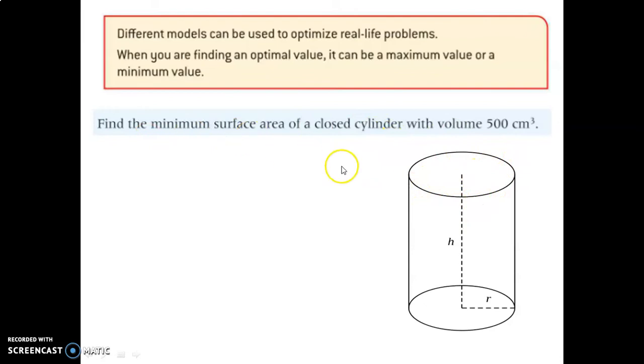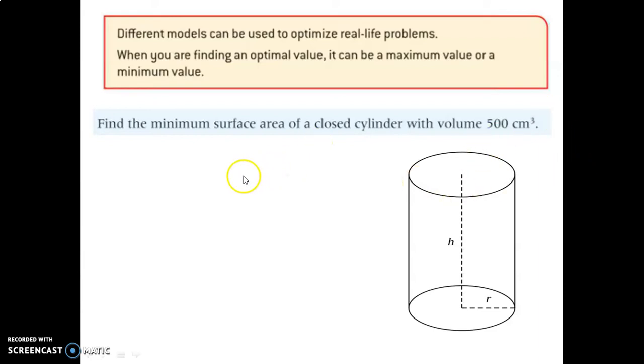So why would a minimum surface area be optimal? Let's think of it this way. Let's say you're making a can for some food product, and you want to make sure your can fits a certain volume. You want to put a certain amount of food in there. Let's say this is beans. You want to put 500 cubic centimeters of beans in there, but you want to minimize the surface area, because by minimizing the surface area, you're minimizing how much aluminum or tin or whatever metal the can is made out of. So it's going to cost you less as a company to produce that, right? So here the optimal would be to get that minimum surface area.